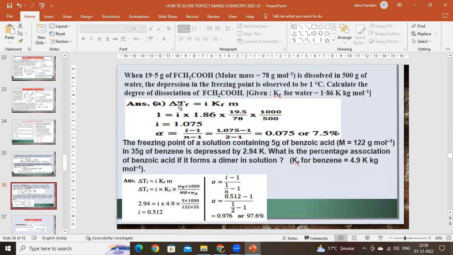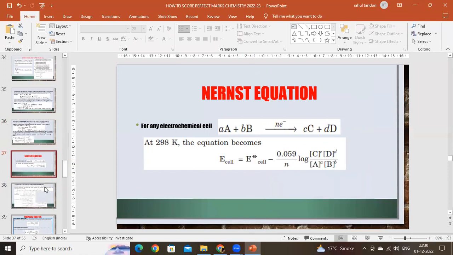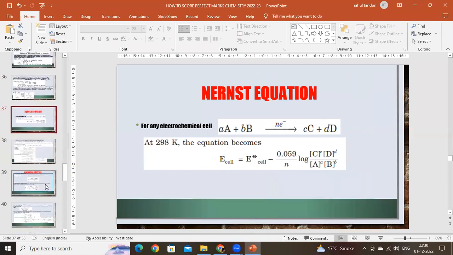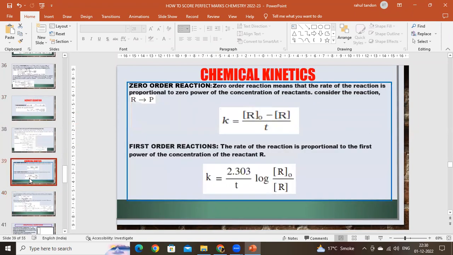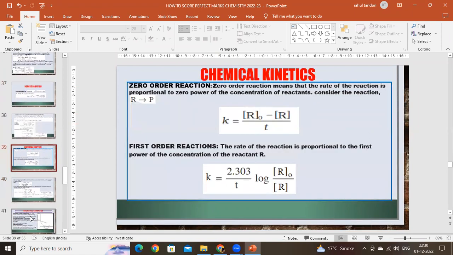Then another question is on the basis of Van 't Hoff factor, because one of my favorites, in fact the whole chapter is based on Van 't Hoff factor, so doing numericals with Van 't Hoff factor is very important, very necessary. Then what I was talking about is the Nernst equation. We have already done it in detail, especially where the questions are asked from the Nernst equation.